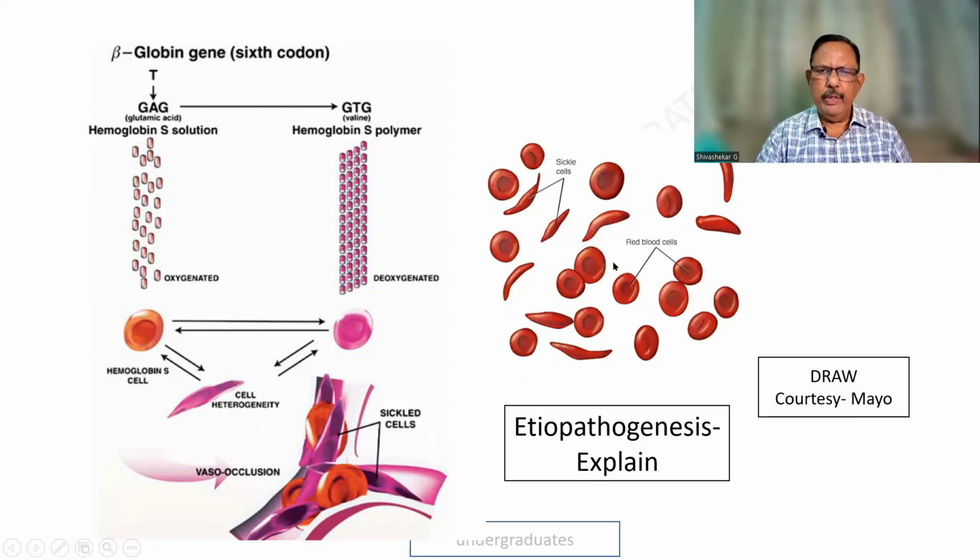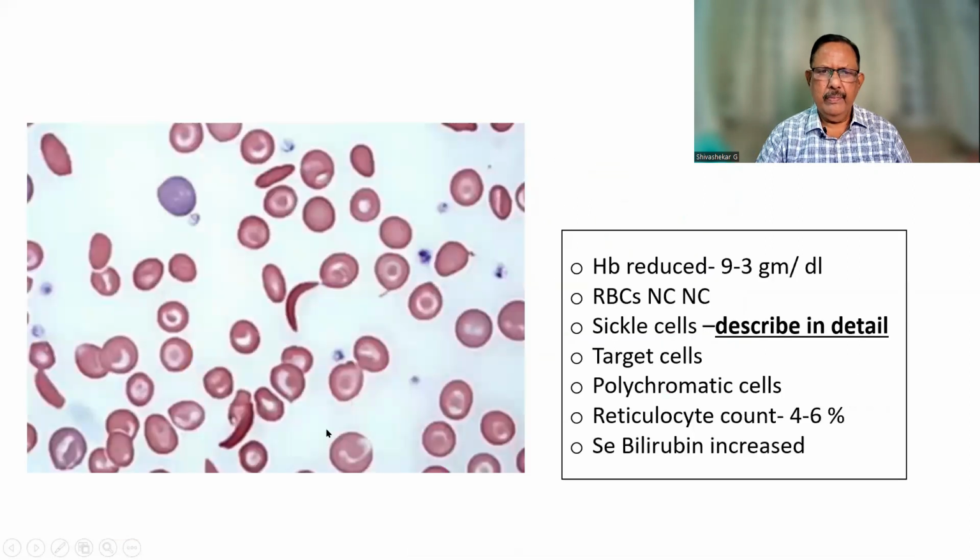I would like you to draw this, courtesy Mayo. In the meantime, the sickle cell obstructs the blood vessels, leading to vaso-occlusion. This is a peripheral smear of sickle cell anemia.